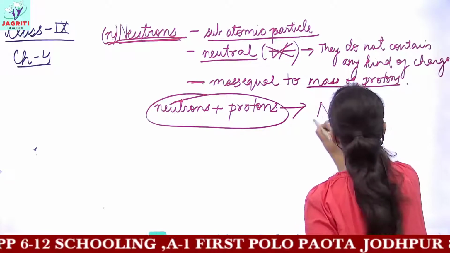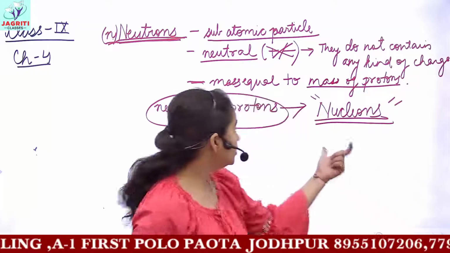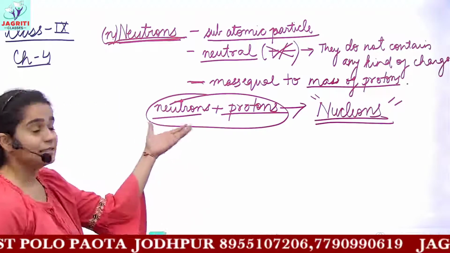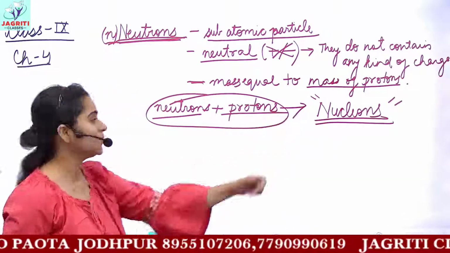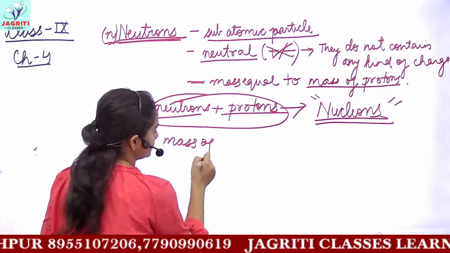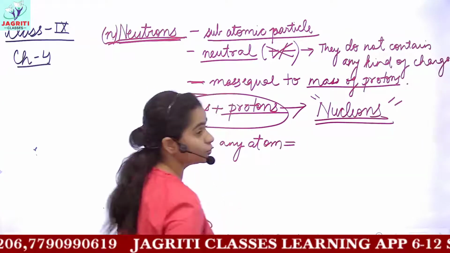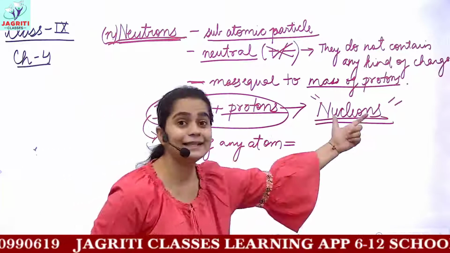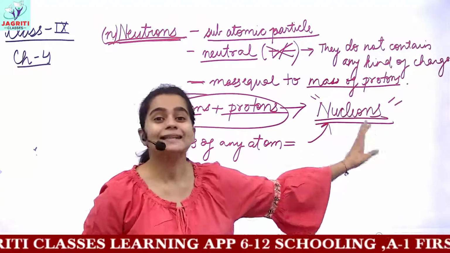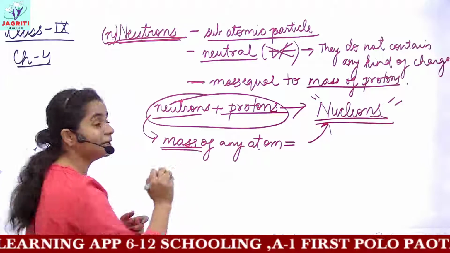So this is a very important term. The question can be asked, what do you mean by nucleons? Nucleons are the combination of neutrons and protons. When speaking of these both together, we call them nucleons. Then the mass of any atom is equal to the mass of nucleons present in them. That is, how many nucleons we have in an atom decides the mass of that particular atom.